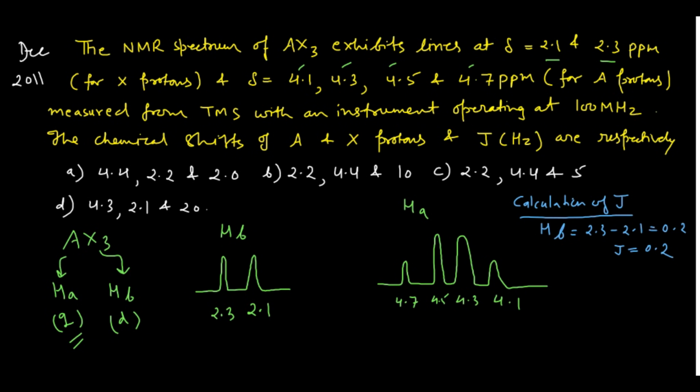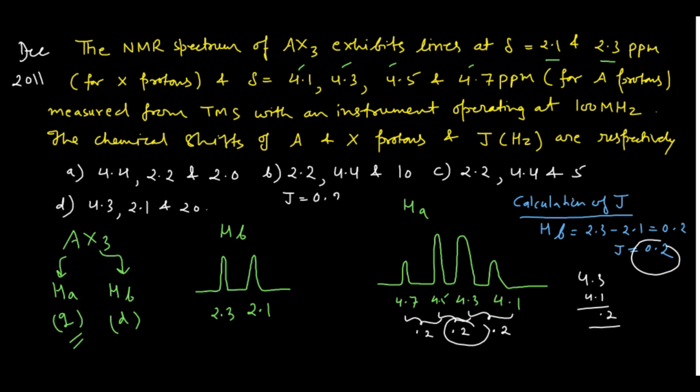Now if you want to calculate the J value, you can take the difference between 4.3 and 4.1, so this difference is also 0.2. How? 4.3 minus 4.1 is 0.2. Similarly, you can take the difference of 4.5 and 4.3, again it is 0.2. If you take the difference between 4.7 and 4.5, again it is 0.2. So you can use any of these values for J. So this is 0.2 from here and 0.2 from here. Now it is clear that your J value is 0.2.